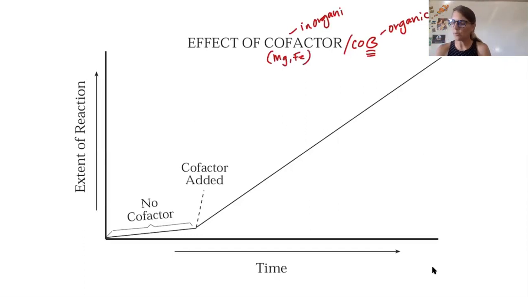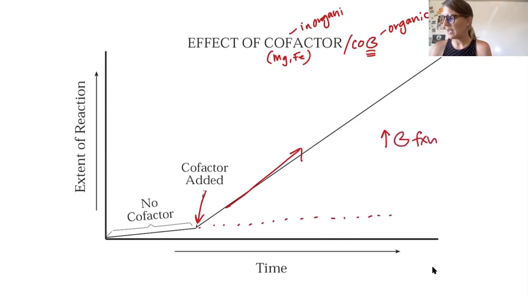All right, so here we're just looking at the extent of the reaction, like how much reaction actually happened over time. And without a cofactor, the reaction might work like that. But when you add the cofactor in, you see that the extent of the reaction goes up significantly, right? So both cofactors and coenzymes increase enzyme function and therefore increase reaction rates, all right?